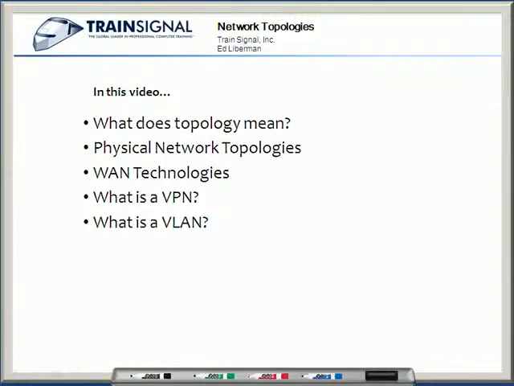In this video, we're going to start off by taking a look at exactly what the word topology means. Then we're going to look at some of the physical network topologies that we have available to us. We'll look at WAN technologies, which help to take our local network and turn it into a network that can span multiple cities or possibly even multiple countries. Then we'll take a look at what a VPN is, and then we'll look at what a VLAN is.